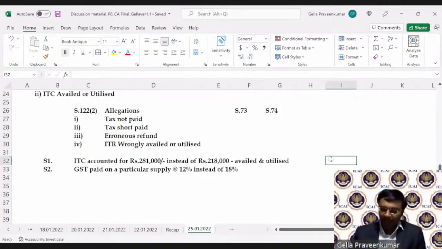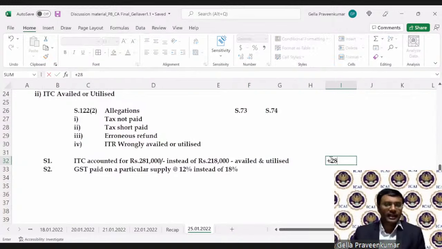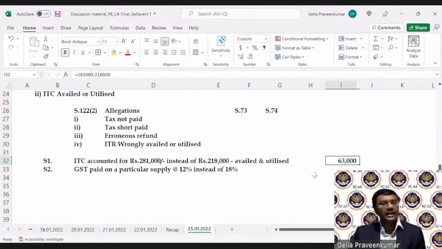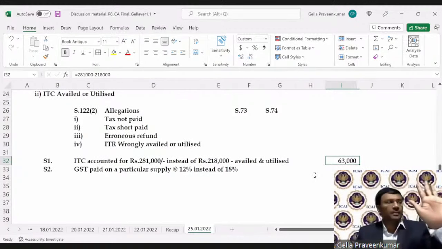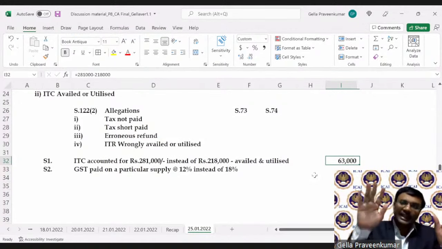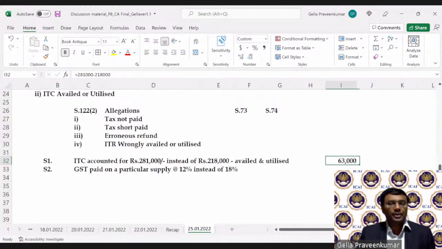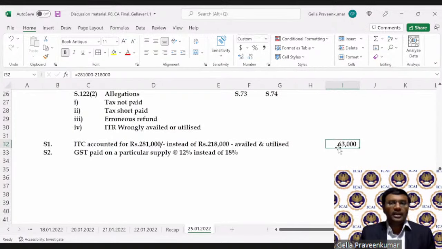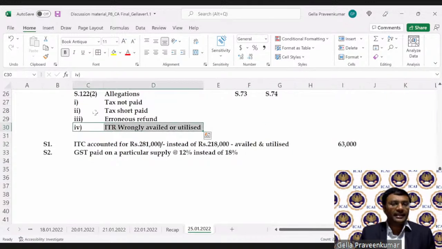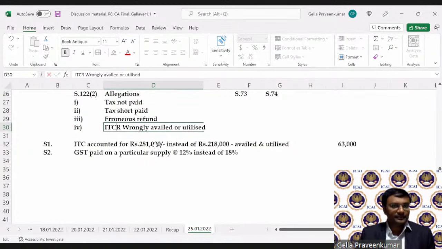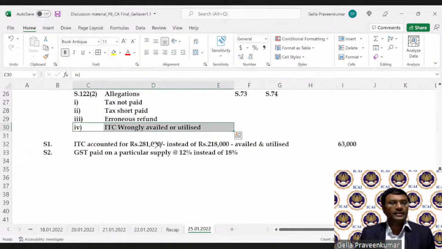Now, there is a gap of 2,81,000 minus 2,18,000. Please make a note. The bill which is there with the accountant shows clearly 2,18,000. But the accounting was done for 2,81,000, and this was utilized also. Now the question comes to you, students. Should I put this 63,000 under ITC? It comes to clause number 4.